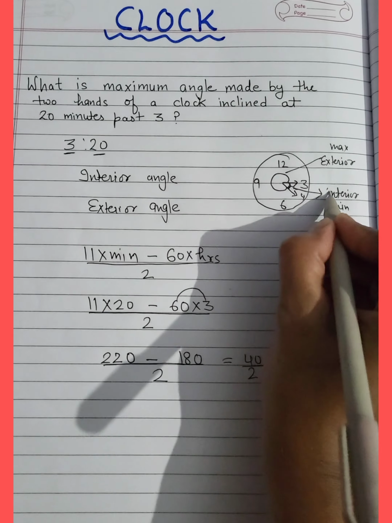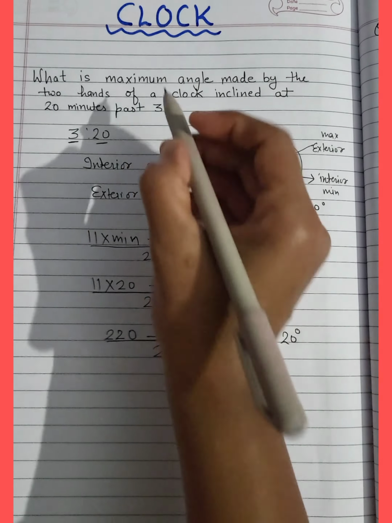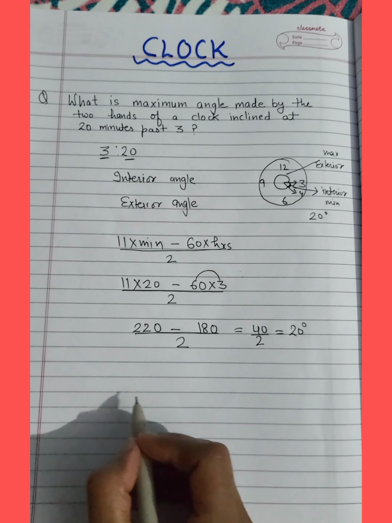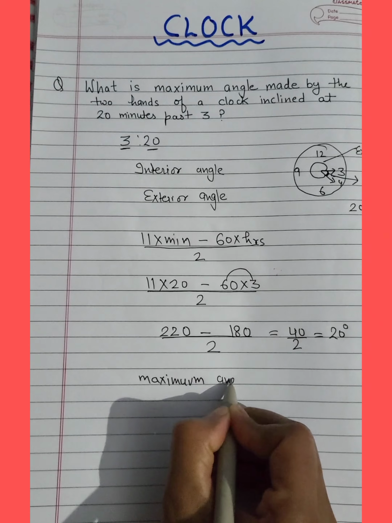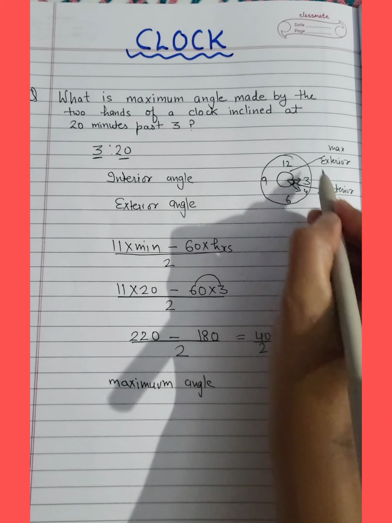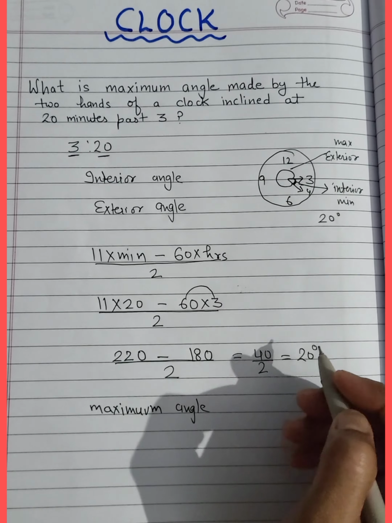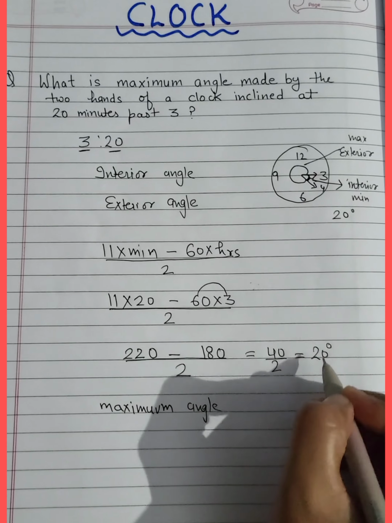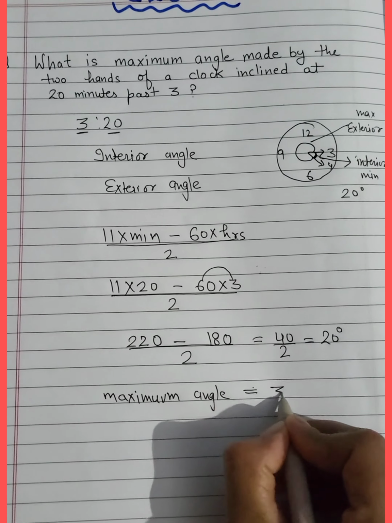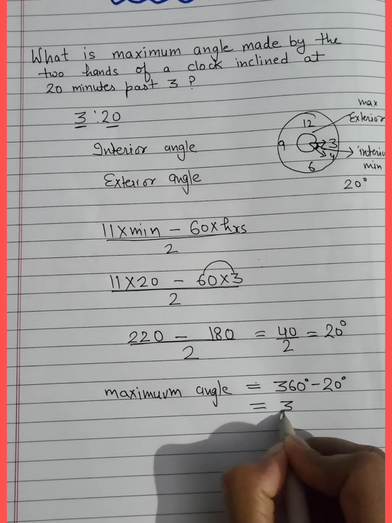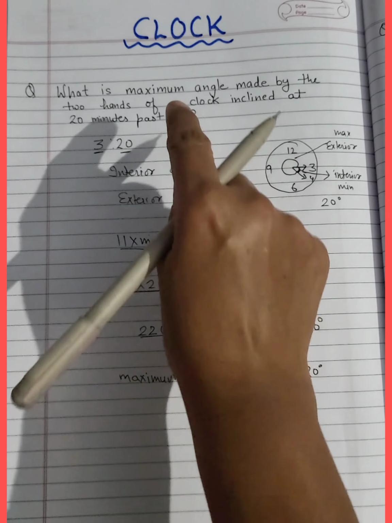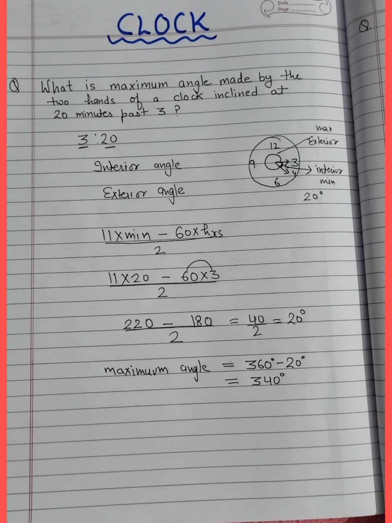So this angle, interior angle, will be 20 degree. But we have to find the maximum angle. You know that this whole round, one round, is equal to 360 degree, and this is your 20 degree. So your exterior angle will be 360 degree minus 20 degree. That will be 340 degree. So our maximum angle will be 340 degree.